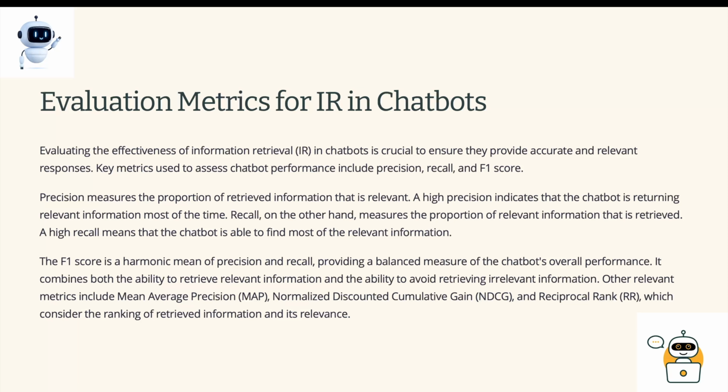Other metrics include mean average precision, normalized discounted cumulative gain, and reciprocal rank, which consider the order and relevance of the retrieved data. Together, these metrics provide a robust framework to analyze and improve a chatbot's information retrieval performance. Moving on to the next slide, now I am going to explain the architecture of chatbots, how it works.